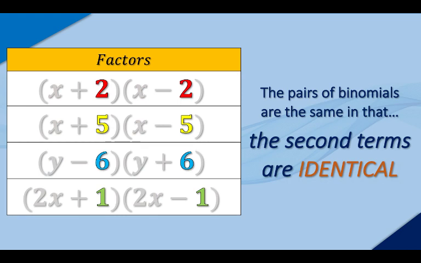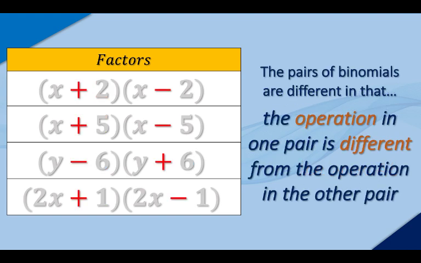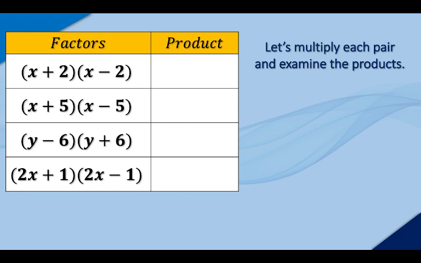second terms. They are different in that in one of the binomial factors, the operation is addition, while in the other, it's subtraction. In other words, the operation in one pair is different from the operation in the other pair. Now, try multiplying each pair of factors in your notebook. Pause the video now and play when you're ready with the answers.